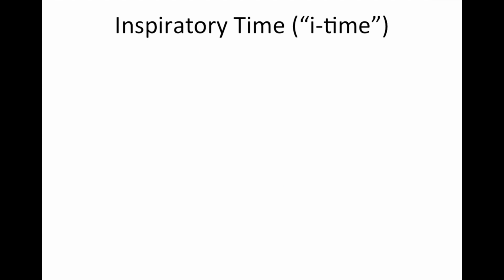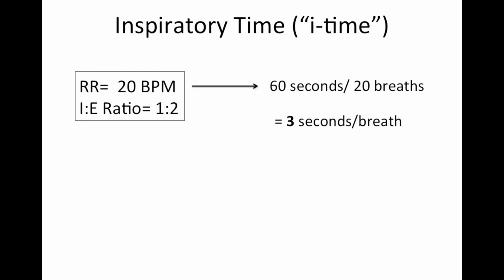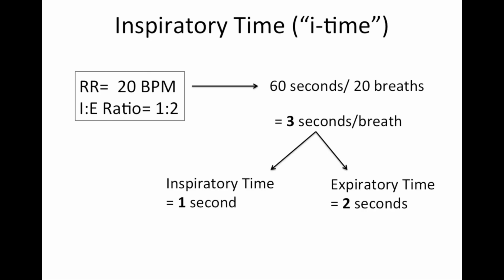This is the time taken for inspiration of one breath. To calculate this, we are given a respiratory rate of 20 and an I to E ratio of 1 to 2. For those of you who don't know, the I to E ratio is the inspiration time to expiration time of one breath, and a normal ratio is 1 to 2. So you normally spend twice the amount of time in expiration than in inspiration. A respiratory rate of 20 breaths per minute equates to 60 seconds for 20 breaths, which simplifies to 3 seconds per breath. And with our I to E of 1 to 2, we see that inspiratory time is 1 second and expiratory time is 2 seconds.